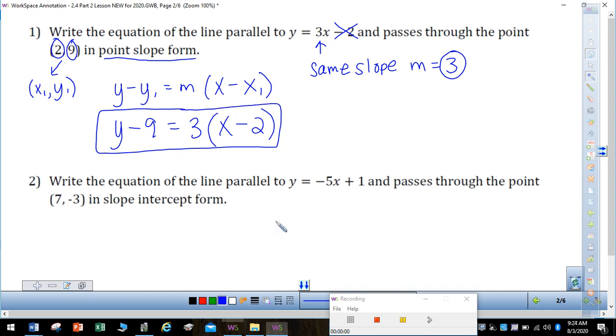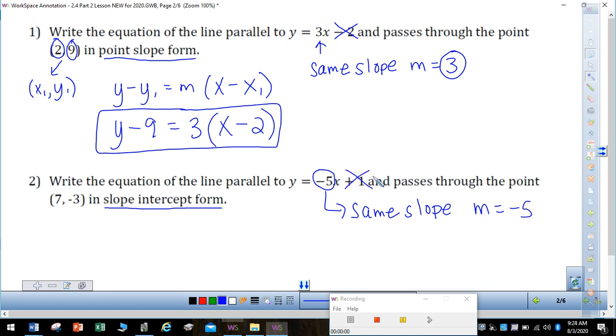The next question says to write the equation of the line parallel to y equals negative 5x plus 1. This time it passes through the point (7, negative 3), but now our final answer is going to be in slope-intercept form. So here's another example of where we want to pay close attention to what form the question is asking for. So going back to the beginning, if it's parallel to this line, it just means that our line is going to have the same slope. So our line is going to have a slope of negative 5.